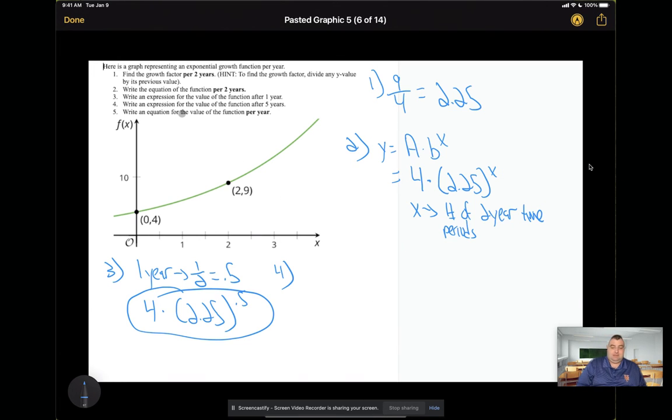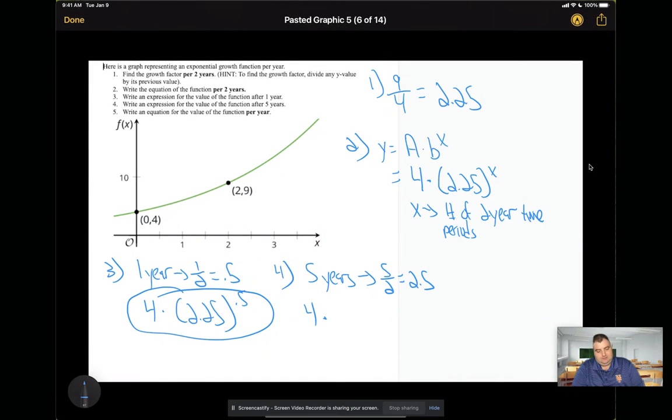Number 4, we're going to do the same thing, except now we want to write an expression for the value of the function after 5 years. After 5 years, if I plug in x equals 5, that really means 10 years. So I have to do the same thing I did in number 3. I have to take the number of years and divide it by 2. 5 divided by 2 is 2.5. So 5 years is really 2.5 2-year time periods. So I'm going to plug in 2.5 for x this time.